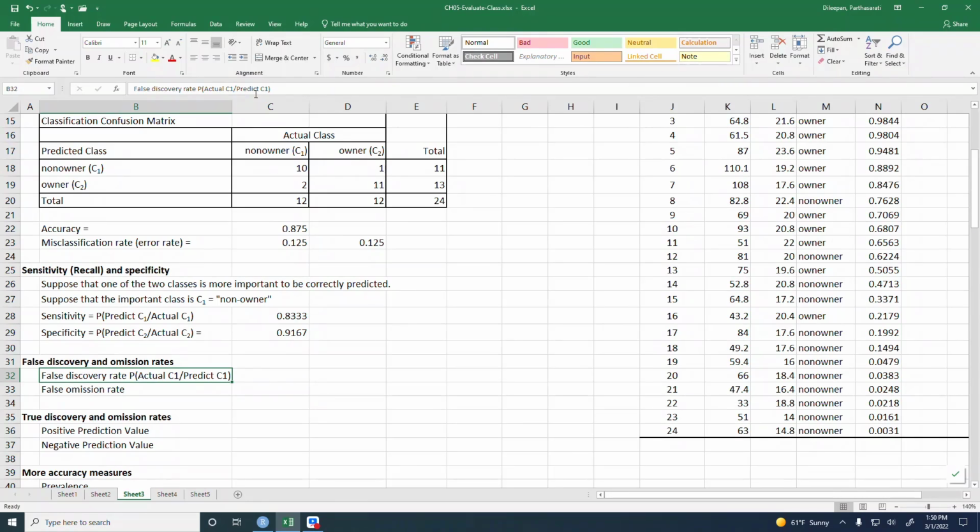Okay, so we predict C sub 1, but we discovered C sub 1 falsely. So that means the actual were actually C sub 2. So that is our false discovery rate. We discovered something to be C sub 1, but that's false. It's really actual is C sub 2. So that's our false discovery rate. So we're predicting C sub 1, okay, but actually it is that.